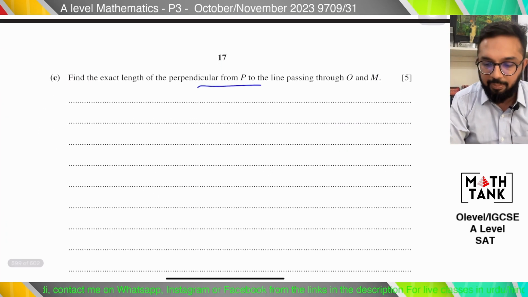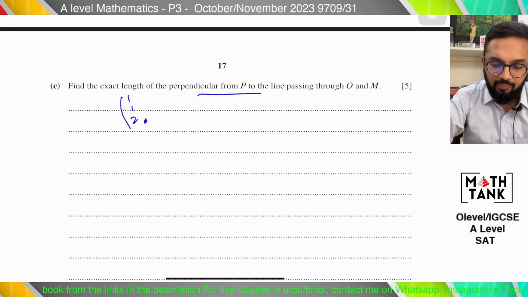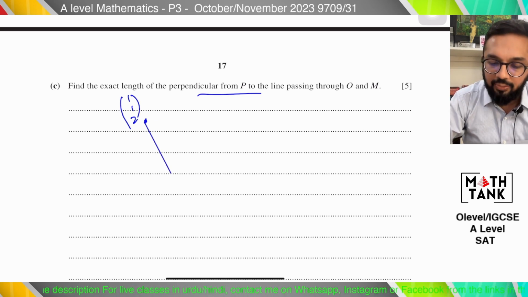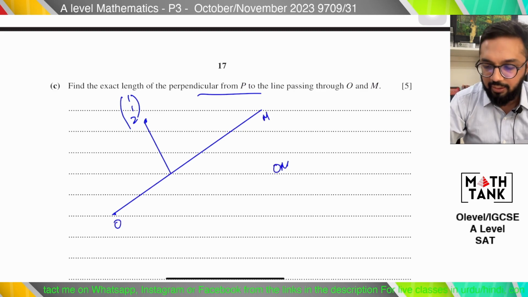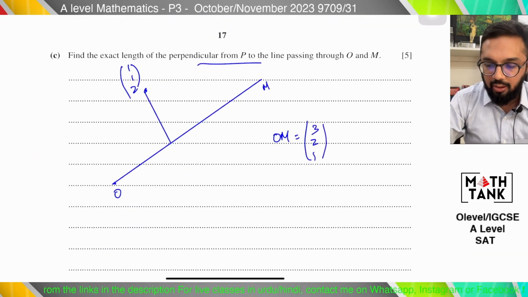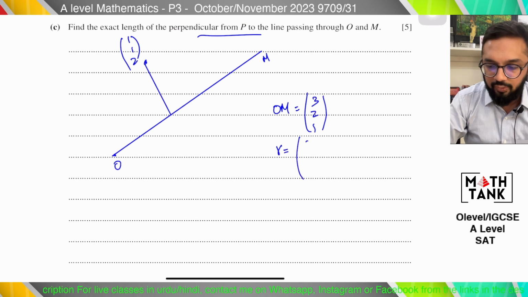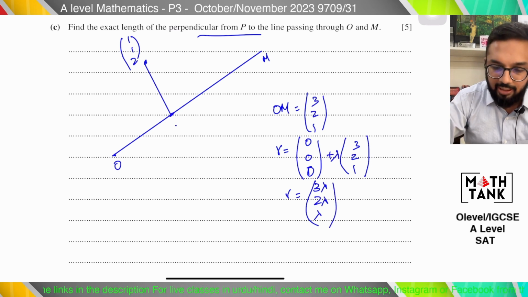Find the exact length of the perpendicular from P, which is 1, 1 and 2, to the line passing through OM. A line passing through OM would have the directional vector of OM, which is 3, 2 and 1. It's going to have the equation 0, 0, 0 plus lambda times 3, 2, 1. So any general point on that line will have 3 lambda, 2 lambda, 1 lambda. So this point X can be called 3 lambda, 2 lambda, and lambda.